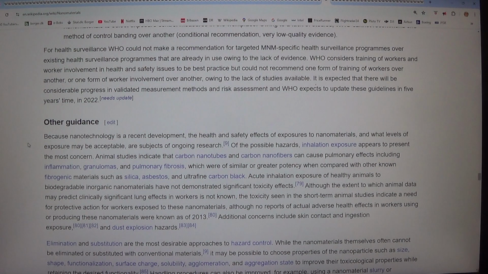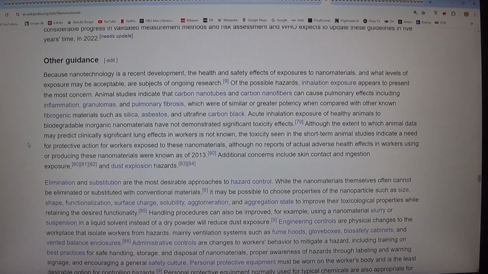Other guidance. Because nanotechnology is a recent development, the health and safety effects of exposures to nanomaterials, and what levels of exposure may be acceptable, are subjects of ongoing research. Of the possible hazards, inhalation exposure appears to present the most concern.